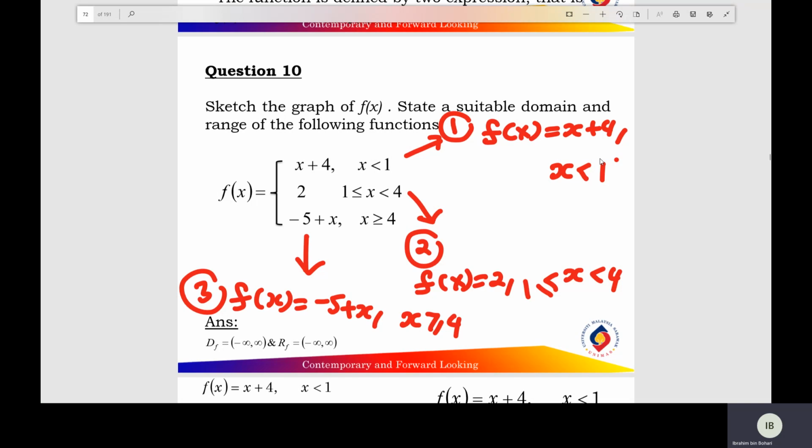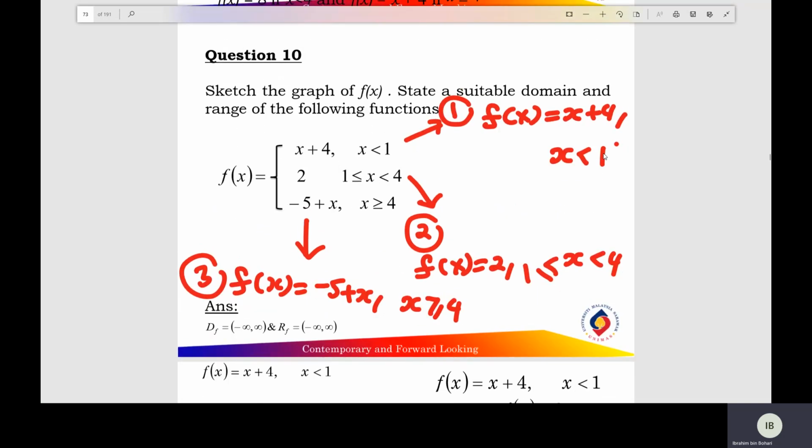First function f(x) here equals x plus 4 and the value of x here is less than 1. The first function here is a linear function, x plus 4, and the general form of the linear function is f(x) equals mx plus b. And this value of x here represents the domain of the function. Domain of the function is less than 1. So the domain of the linear function here starts from negative infinity to x equals 1.